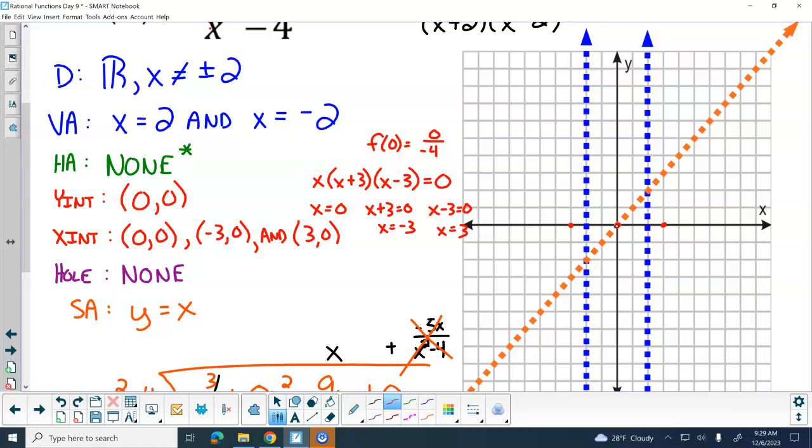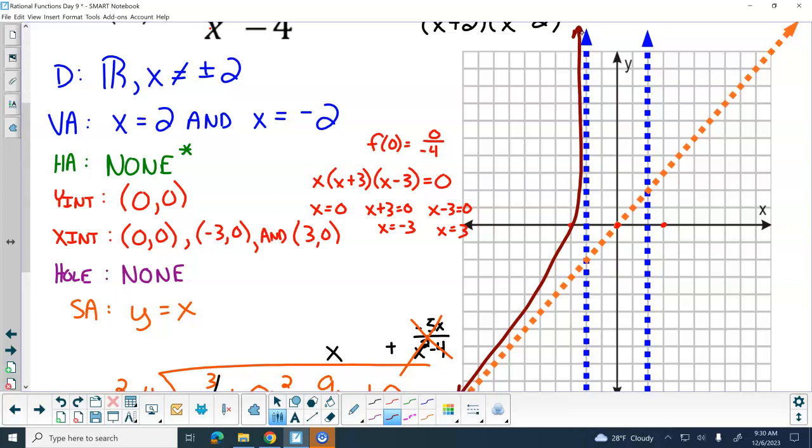Do I need to add in points? Do I need to find more points in my left zone? If you think you do, you do. I don't think we do. Because I've got 1 point in there already, so I know I can't cross my vertical asymptote, and I know I've got to end up along my slant asymptote, so I think that there's enough points in there to do that one. Yes?